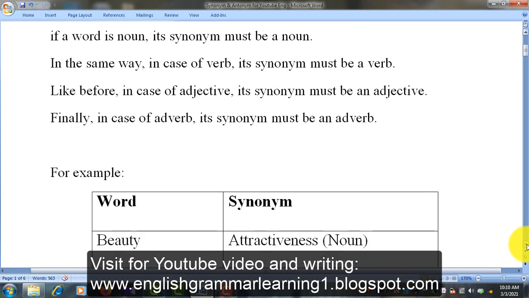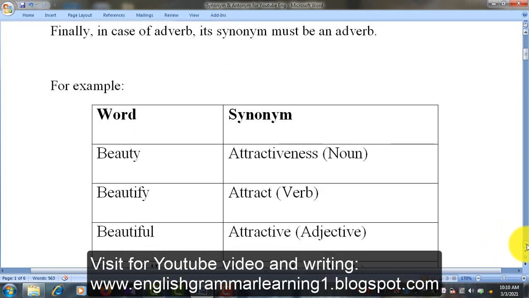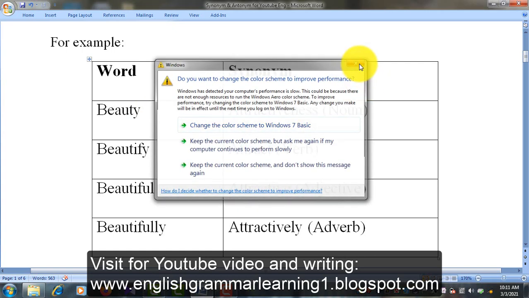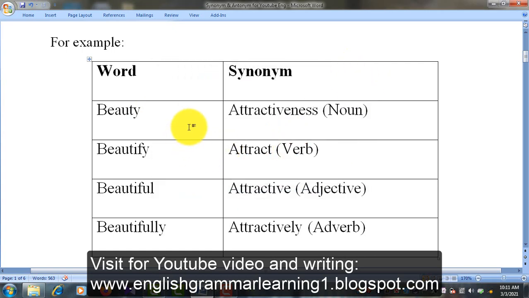For example, look at some words. Word beauty, attractiveness. Look at the example. The word beauty is a noun. Its synonym is attractiveness, is also a noun. So this example is taken for granted.